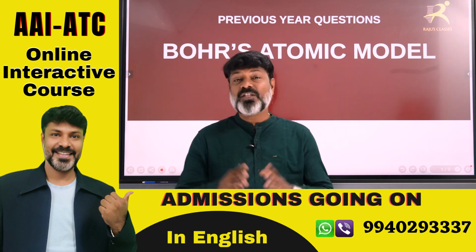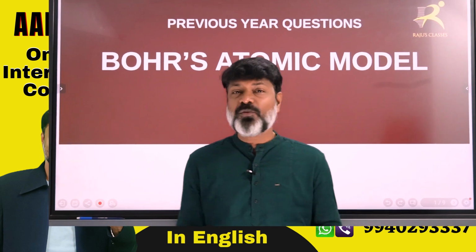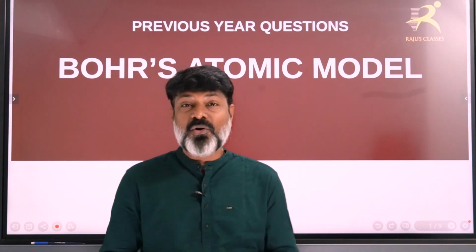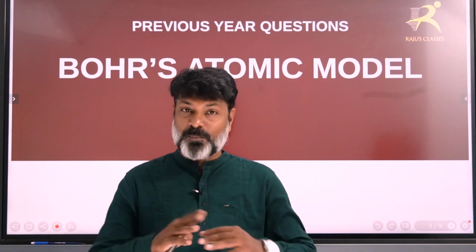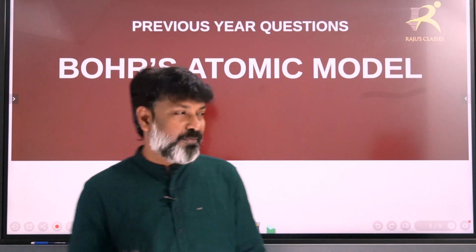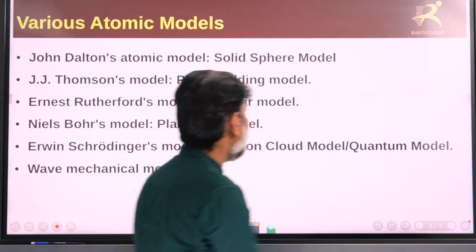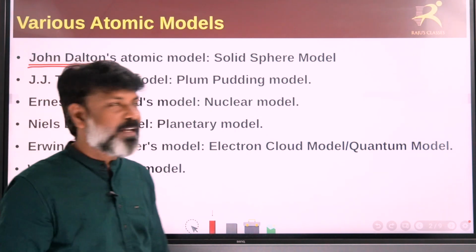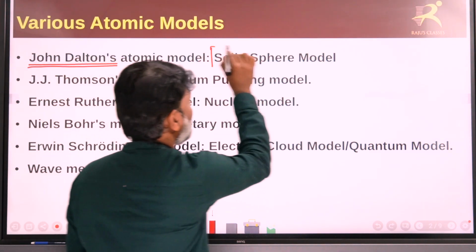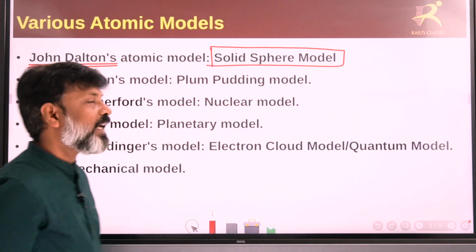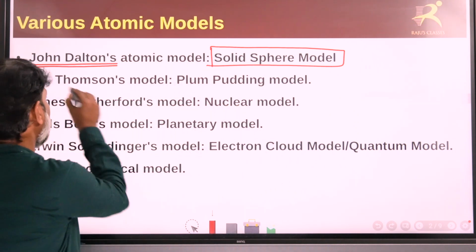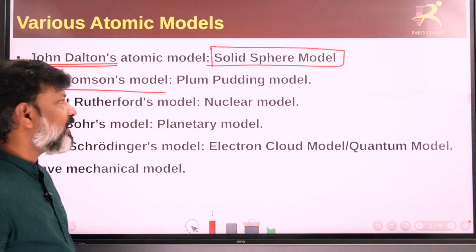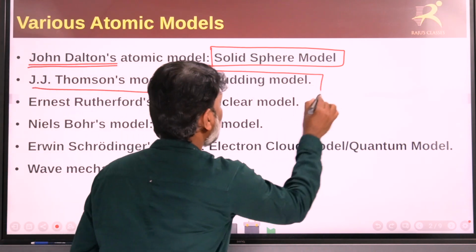Okay, now let us see what Bohr's atomic model is. Before that, we should know the various atomic models proposed by various scientists. The first atomic model was proposed by John Dalton, also known as the solid sphere model. The next model was proposed by J.J. Thomson, also known as the plum pudding model.